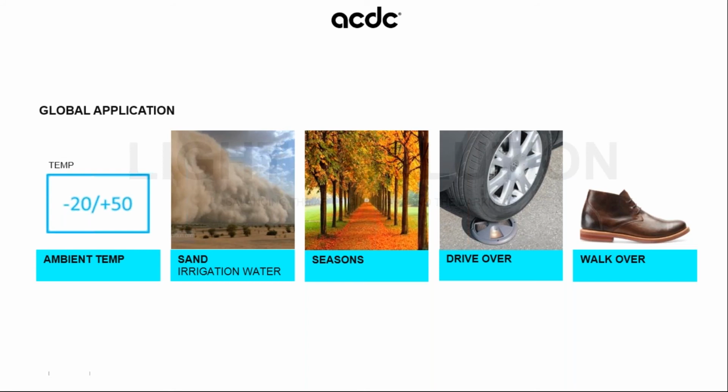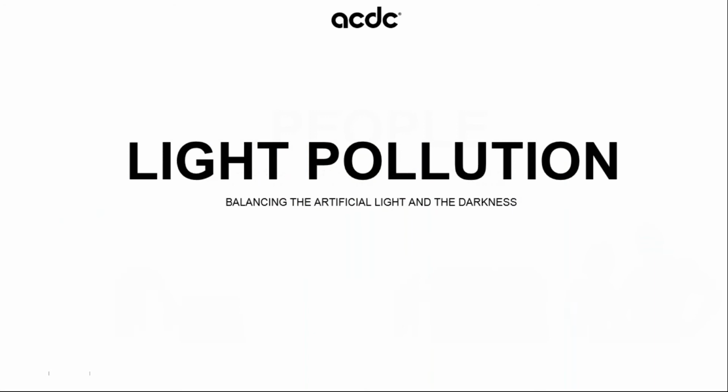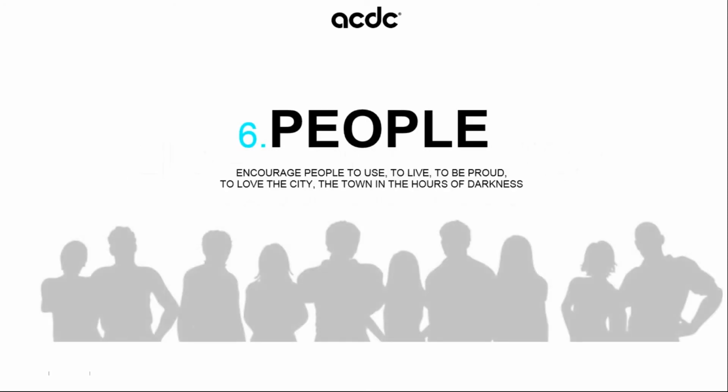And of course, when we think about quality and optics, we need to think about light pollution. We need to make sure that we're using the right optic, that we're focusing the light upon the building, and that we're not pouring light into the night sky. So, so important. So the 6th element is people.